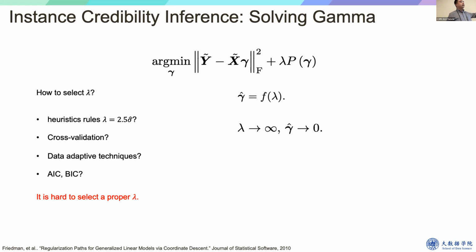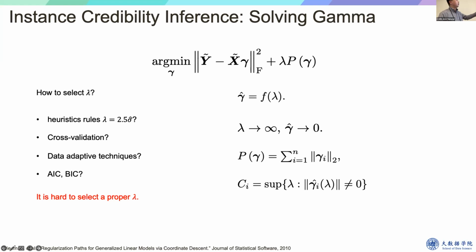Then when lambda turns to infinity, the solution of gamma will turn to 0. And with a proper penalty, for example, the row-wise L2 vector norm, the gamma will vanish row by row, that is instance by instance. Then we can use the lambda where gamma turns into 0 to rank the data and denote the last vanished instances as noisy data.